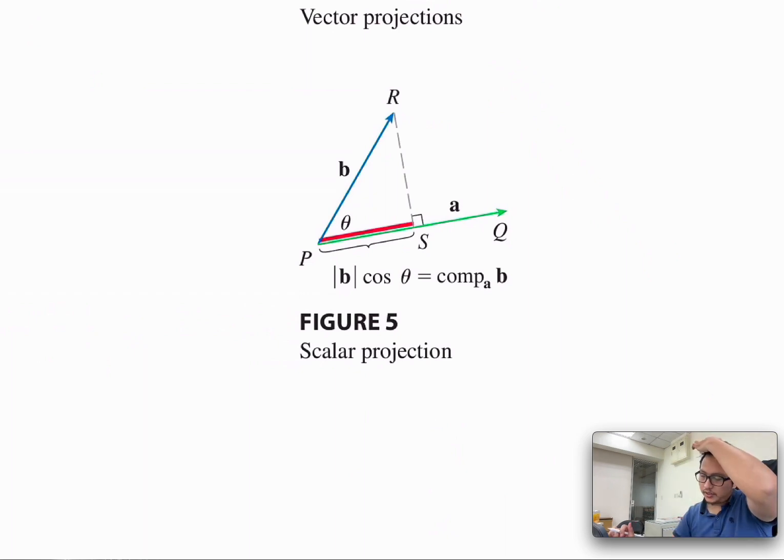So scalar projection is just projecting the vectors. For example, this B, we project to this segment line of PS. Okay, and we can write the magnitude of B cosine theta equals that PS. Basically, this is just a regular component of vectors in physics. If you remember, you have a force and then you have the sine component and cosine component. This is the cosine component. So this is projection by scalar.